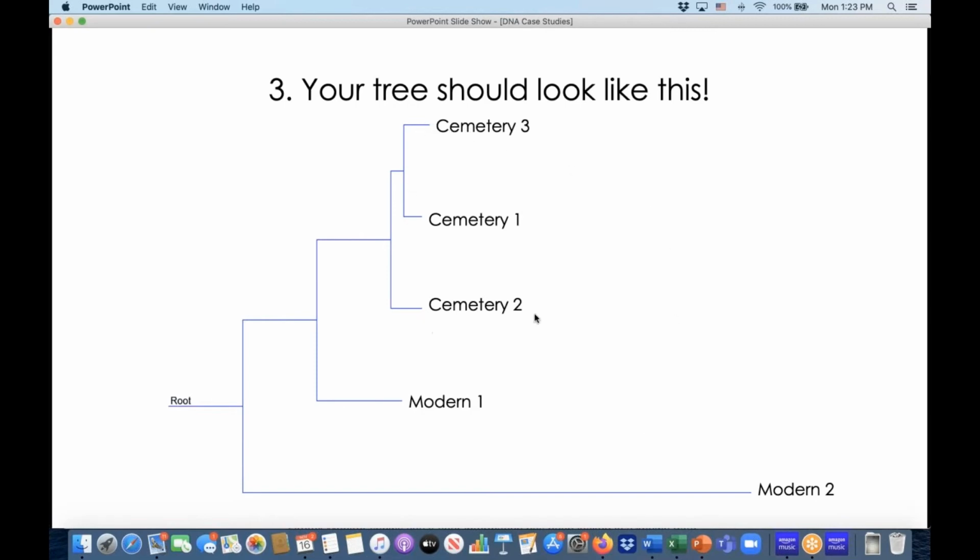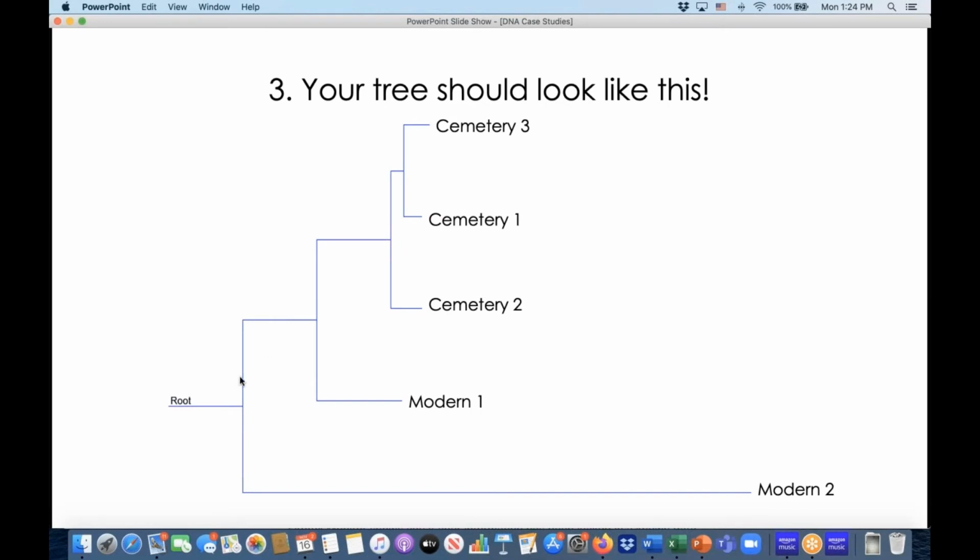So you can see here are the 3 cemetery sequences, the ancient or 500-year-old sequences. They're clearly all clustered together and have a common ancestor here. Modern 1, remember, is the one that's the same species and subspecies as these 3, but it's had 500 more years of evolution on it. So notice it's a little more distantly related. It shares a different ancestor than these 3. And then finally, modern 2, which is the same species but a different subspecies, is the most distantly related, which is hopefully what they predicted.